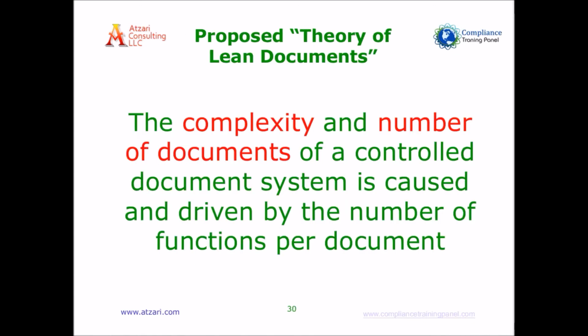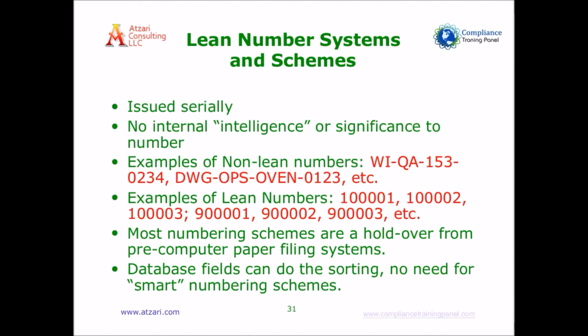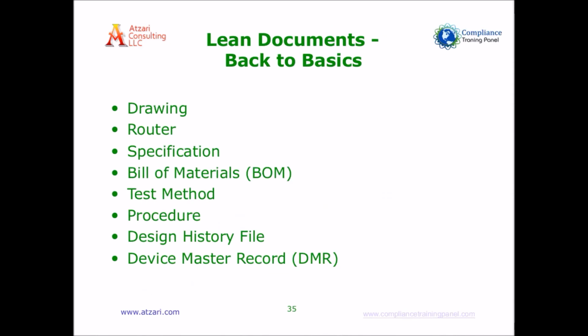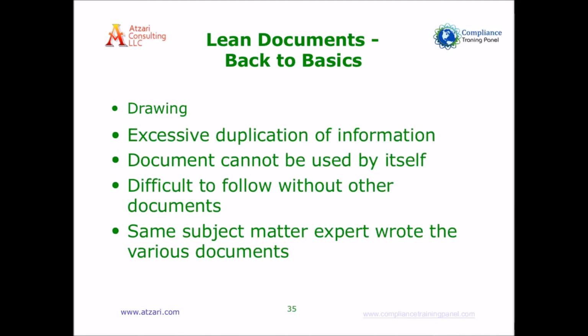So, okay, what's this theory? Well, the theory of lean documents is that the complexity and number of documents in a controlled document system is primarily caused and driven by the number of functions per document. Another major source of waste are those numbering schemes that you see everywhere, and if you go from one company to another, you'll learn why their scheme is absolutely necessary, because they've always done it that way. So lean documents is not some crazy theory. It's really getting back to basics. It's taking the types of documents we are familiar with and taking them back to their original intended function.